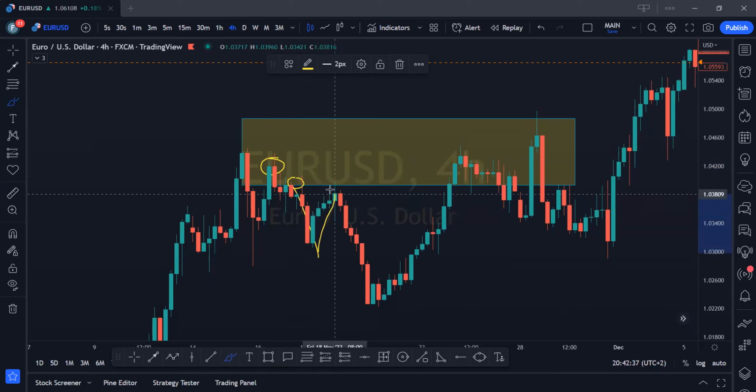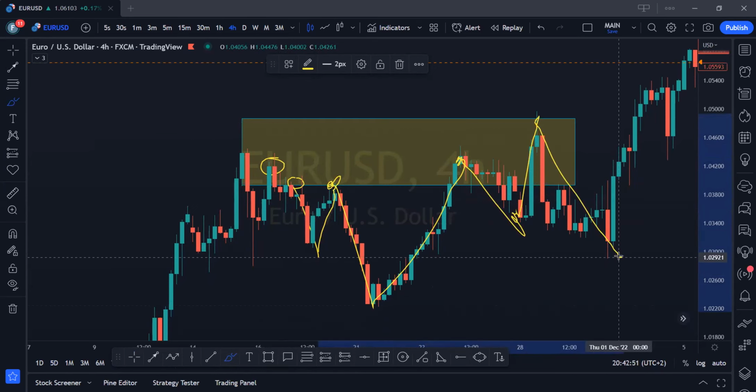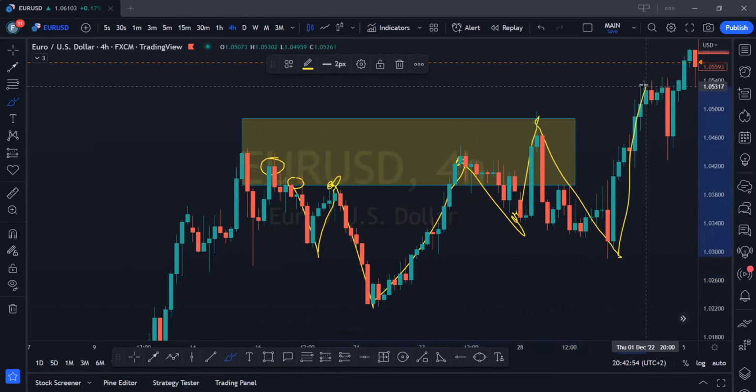Price came back into that zone again. You can see that zone also acted, pushed price back down. The fourth time that price came here, you can see how price came down, right? The sixth time or fifth time, price came here and then went all the way down. And ultimately, price broke this zone, right?